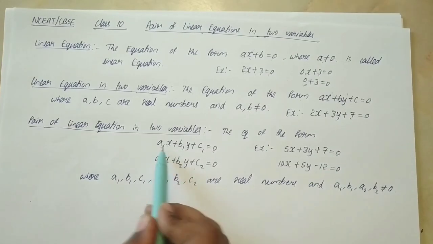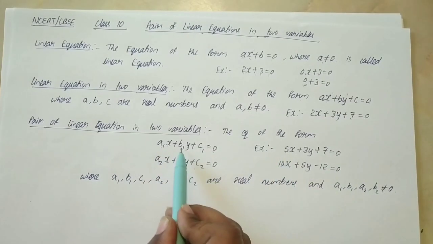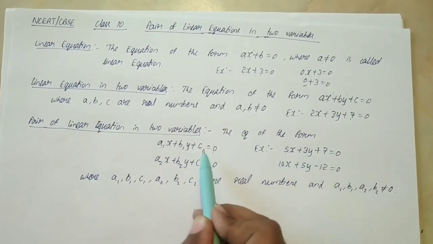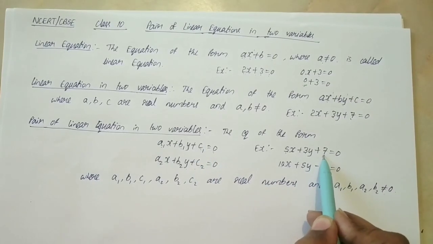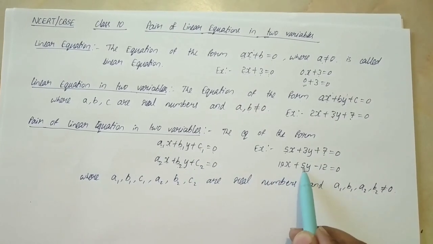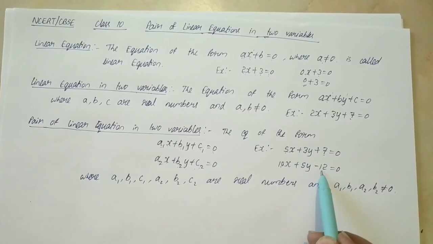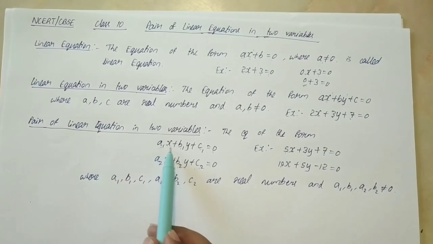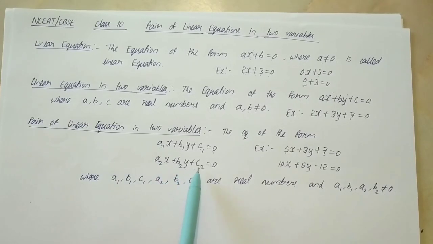So in place of a1 we have 5 here, in place of b1 we have 3, in place of c1 we have 7. Next, in place of a2 we have 10, in place of b2 we have 5, in place of c2 we have minus 12. So this is an example for a pair of linear equations in two variables. The standard form is a1x plus b1y plus c1 is equal to 0, and a2x plus b2y plus c2 is equal to 0.